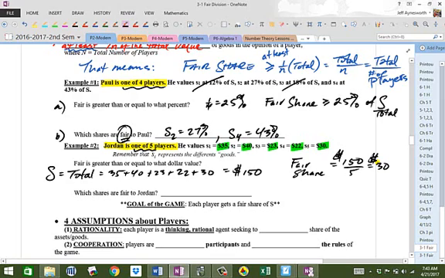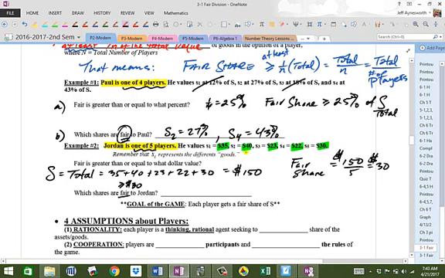So any one of the goods, S1 through S5, remember these are just assets. He's got 5 assets, or 5 different items, or 5 different goods. Each has to be greater than or equal to 30. That's what we're looking for. So fair is greater than or equal to 30 bucks.